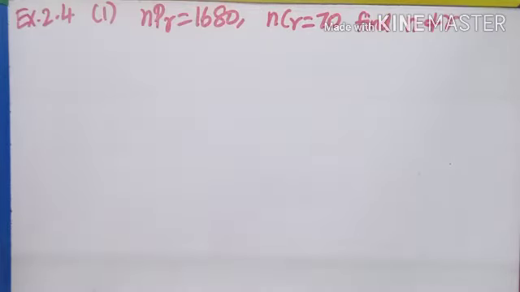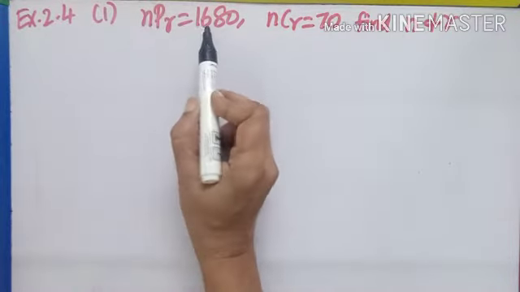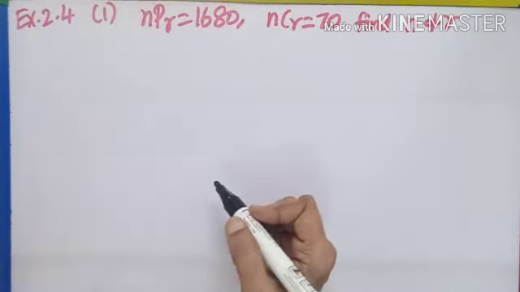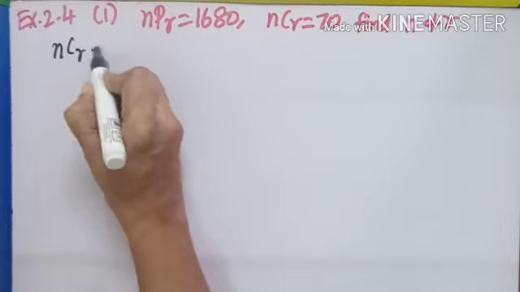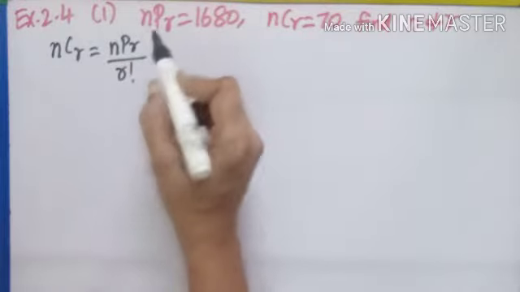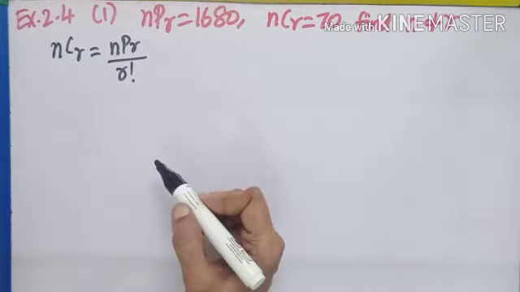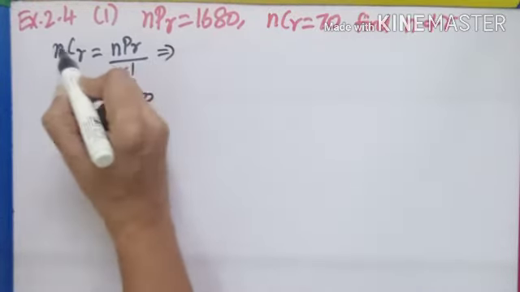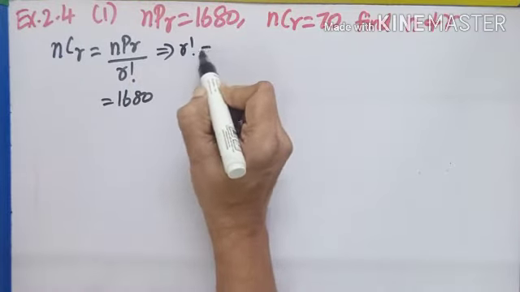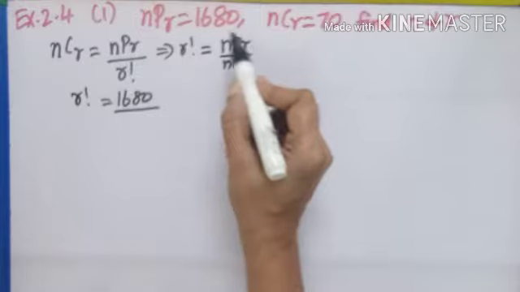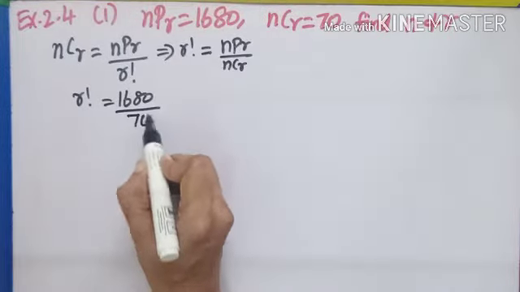Exercise 2.4, question number 1 given. nPr is 1680, nCr is 70. Find n and r. What formula did we learn? nCr equals nPr by r factorial. The connecting formula for nPr and nCr. nPr is 1680, or I can bring r factorial here, nCr here. So r factorial is equal to nPr by nCr. r factorial is equal to 1680 by 70.